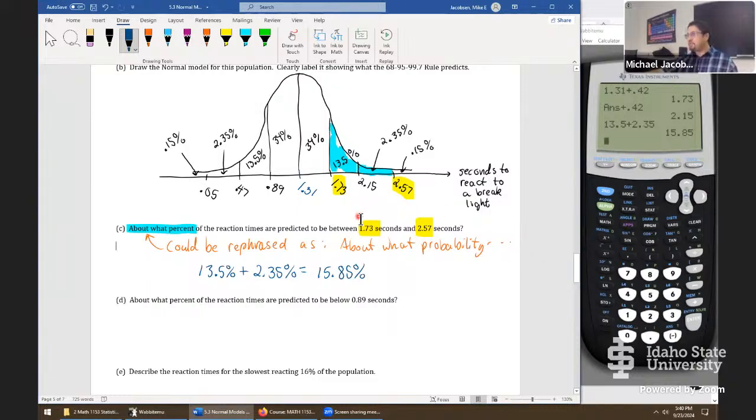It's kind of a weird number they asked, but imagine that you're driving a car, you hit your brake light. If this model is accurate for the population of drivers in Idaho Falls, then about 16% of the time, they will take between 1.73 and 2.57 seconds to notice you and respond. Kind of shocking, but it is a slightly small percentage. Any questions at all, folks, with how we're calculating these so far?